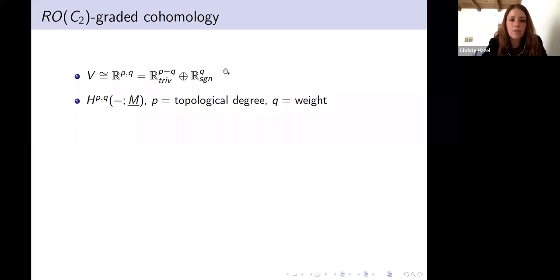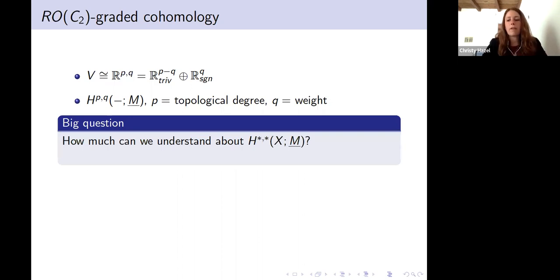As this notation is suggesting, in this case, we can regard our Bredon cohomology as a bi-graded theory. Here, this first grading, p, is called the topological degree, and you can think of this as the usual grading you're used to from singular cohomology. And then there's this extra grading, q, called the weight, that you can think of as needed to help us keep track of stuff that's going on with the action.